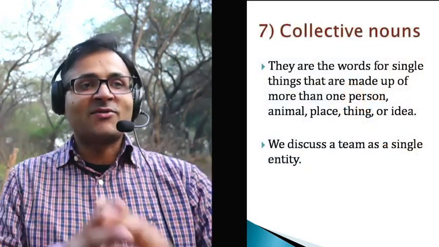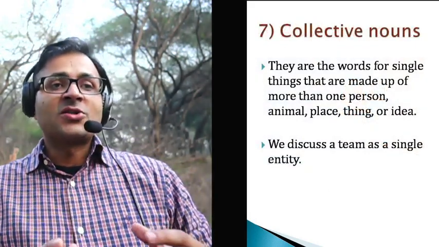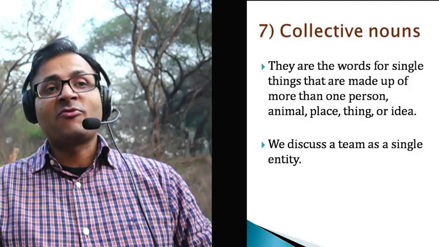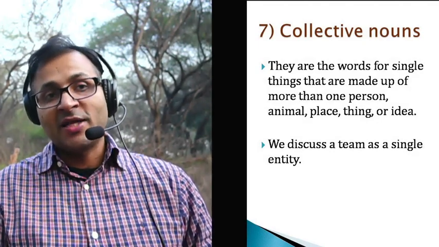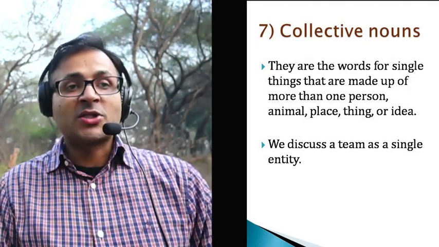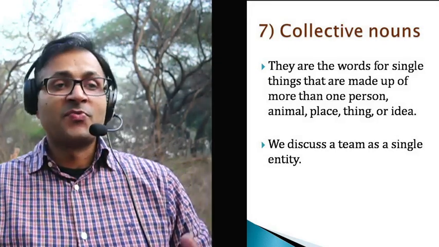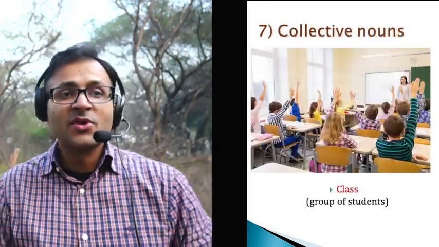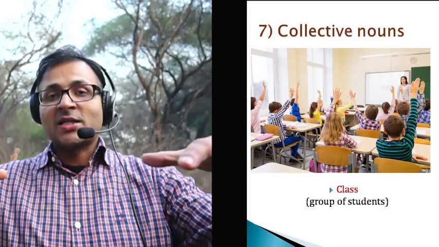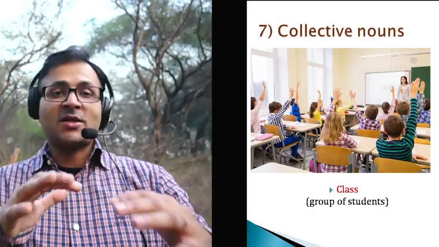Now we have collective nouns. They are the words for single things that are made up of more than one person, animal, thing, or idea. For example, we discuss a team as a single entity. Next slide. For example, class. It's a class. If there is no student, you can't call it a class.